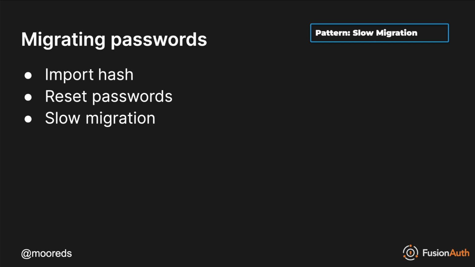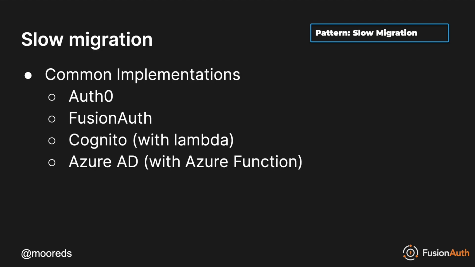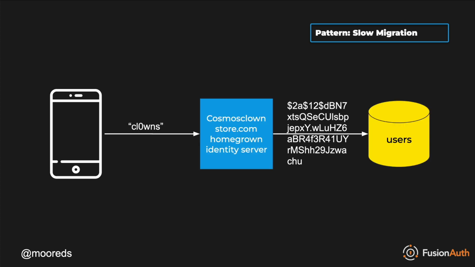If you don't want to reset your users' passwords and you can't import the hashes, then the slow migration is the best option. This is also known as a drip migration, and there are some common implementations and identity providers that support it. Let's say that we're moving from a homegrown identity server to our new shiny identity as a service provider.